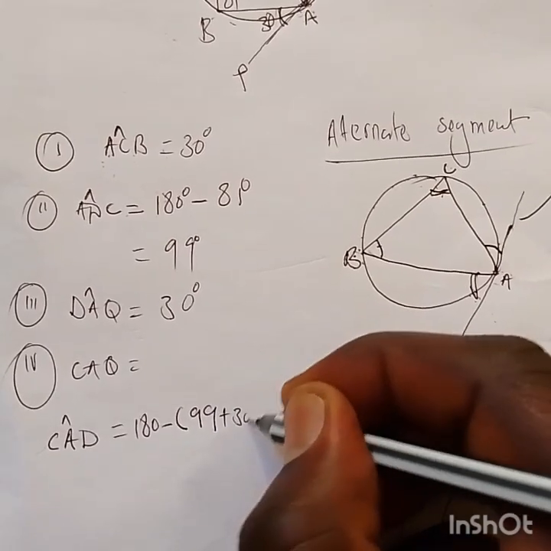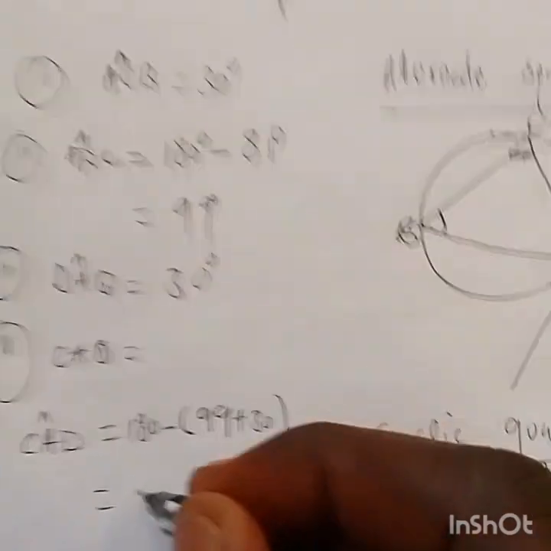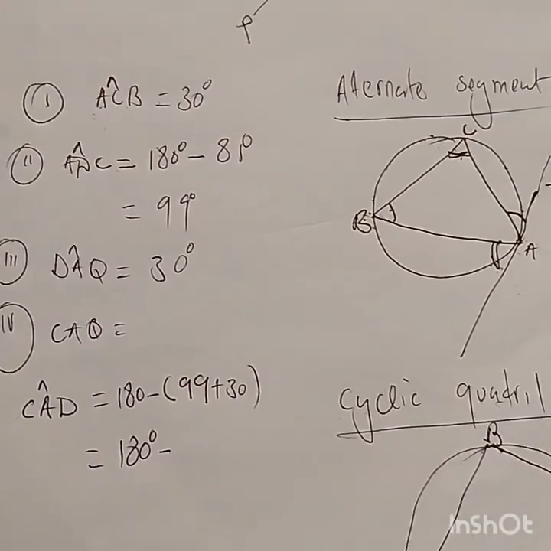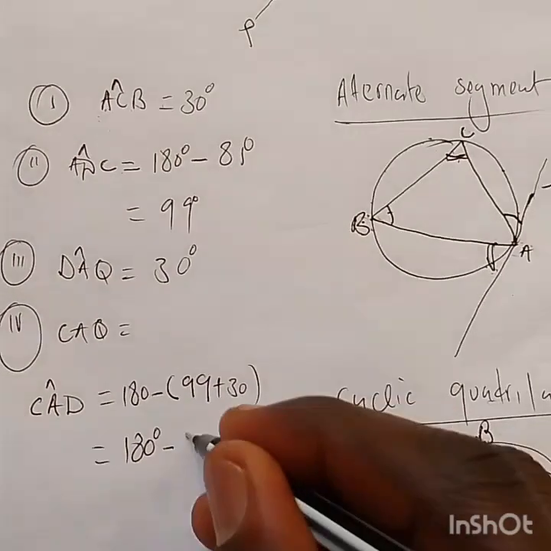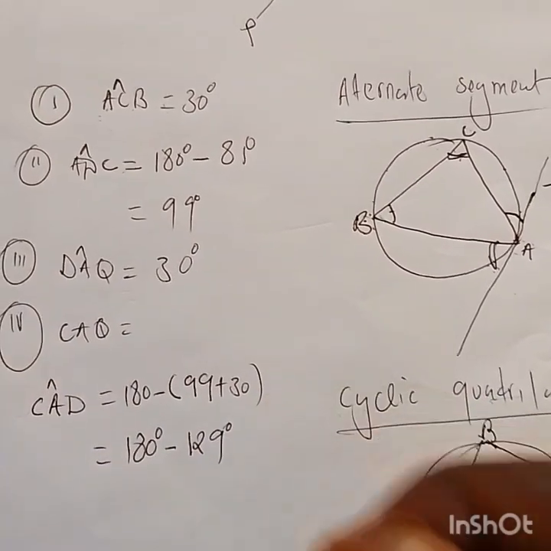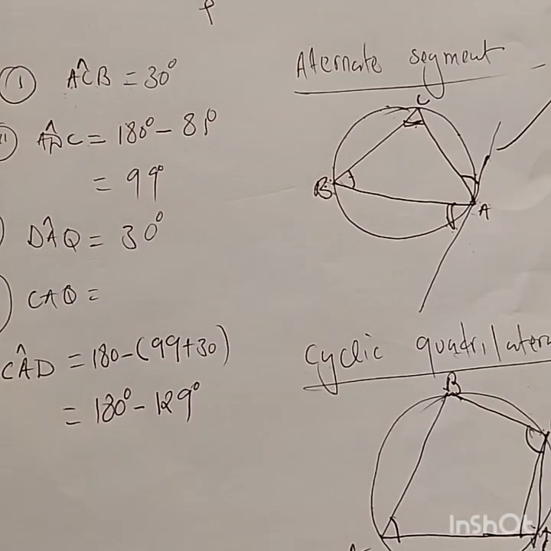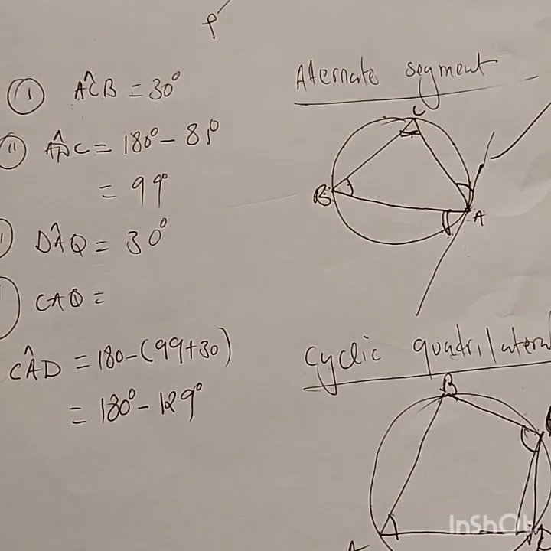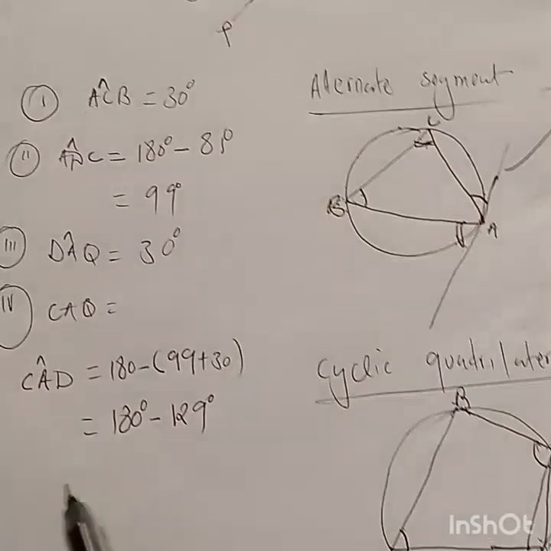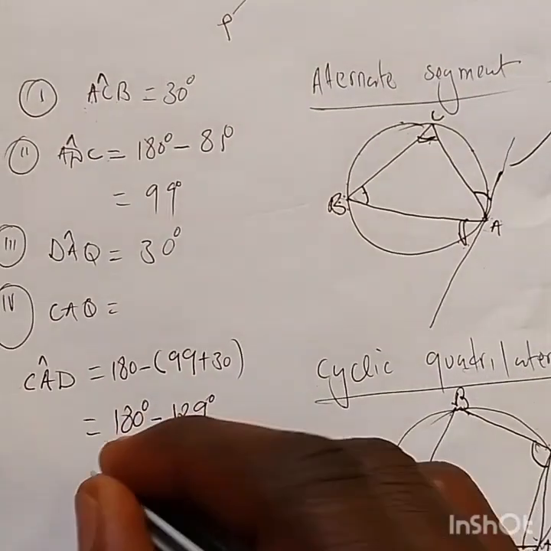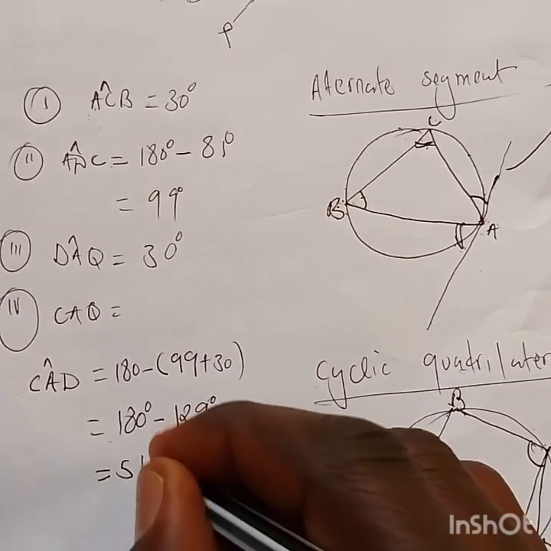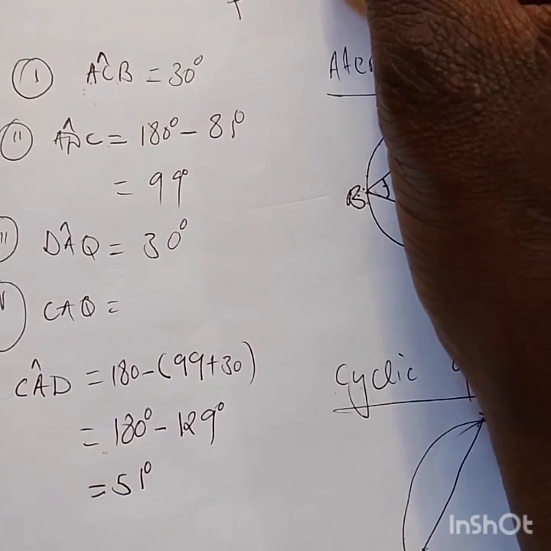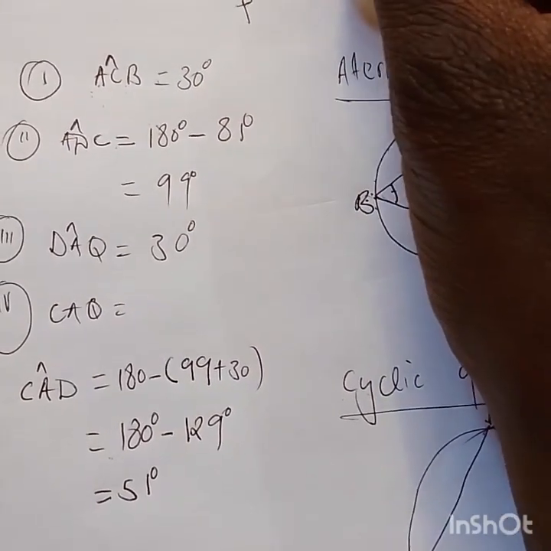What is 99 plus 30? It will give us 129. Then 180 minus 129 will give us 51 degrees.